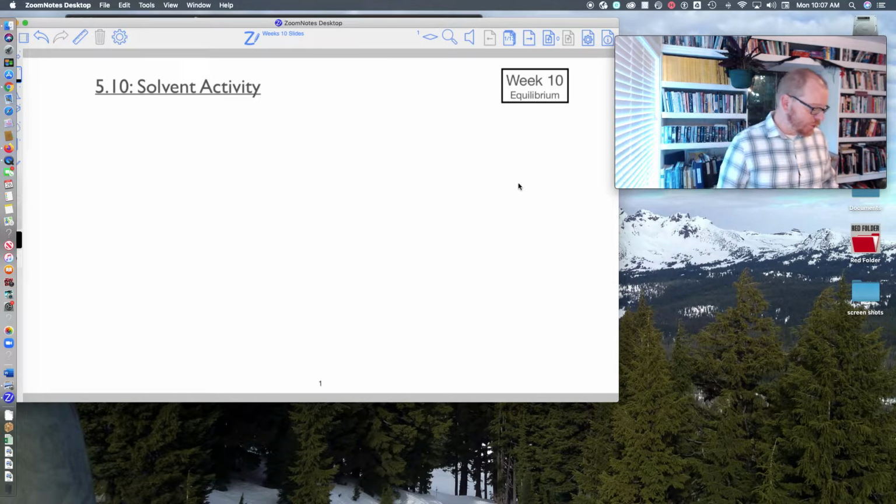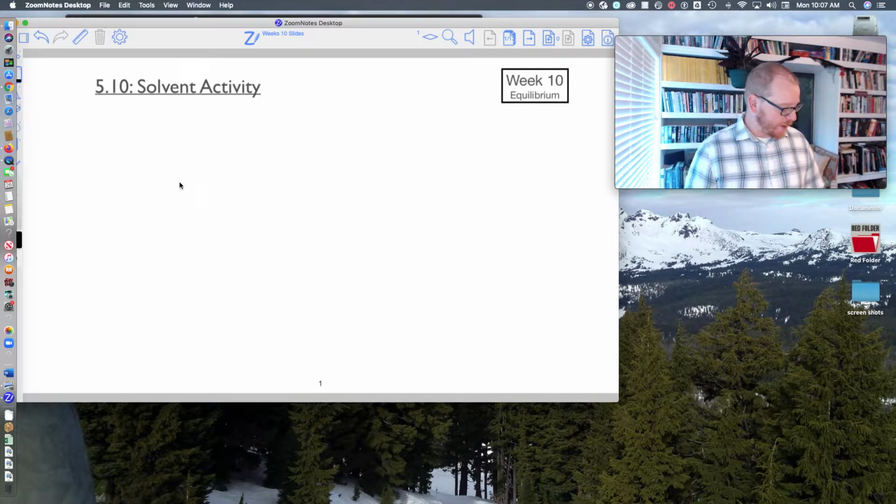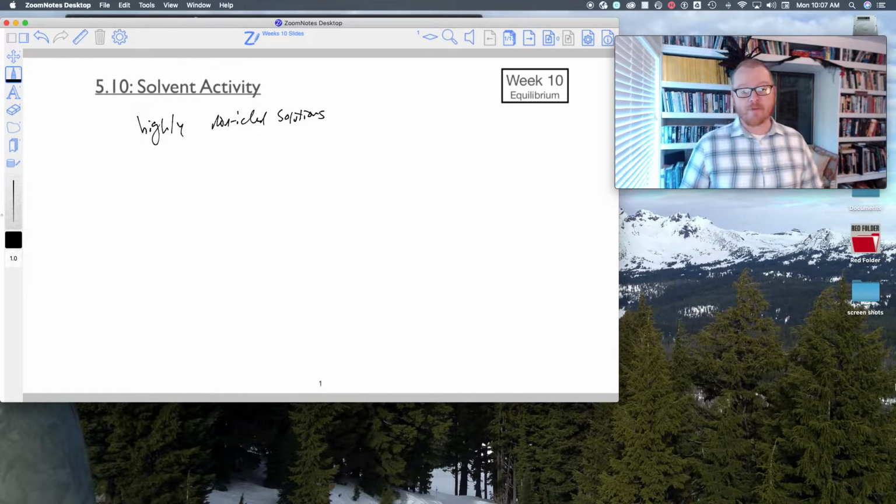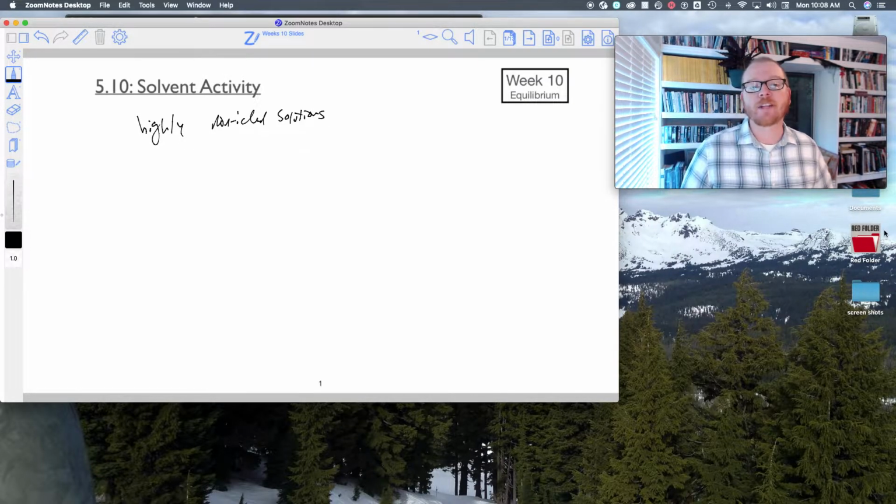So let's do it. The first type of activity I'm going to talk about is solvent activity, and this is for highly non-ideal solutions. I gave you that example in the previous lecture of my own thesis work: a concentrated sodium chloride solution would be highly non-ideal. What that means is you don't have a predictive way of calculating its properties, such as vapor pressure.